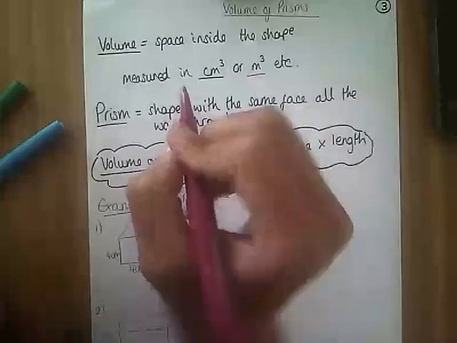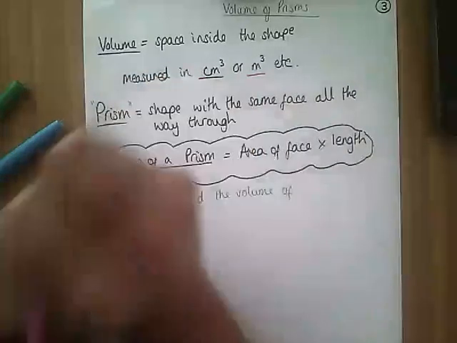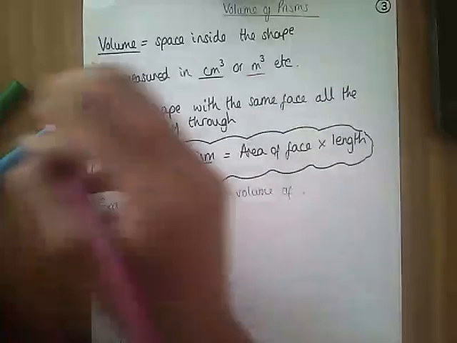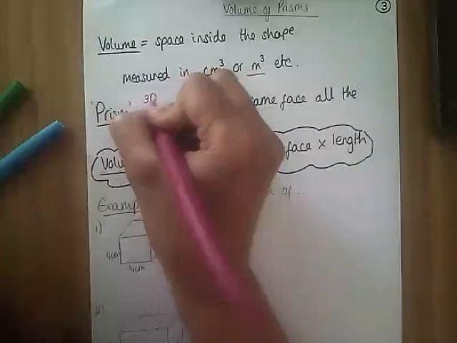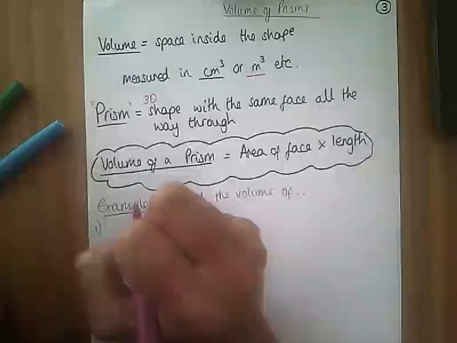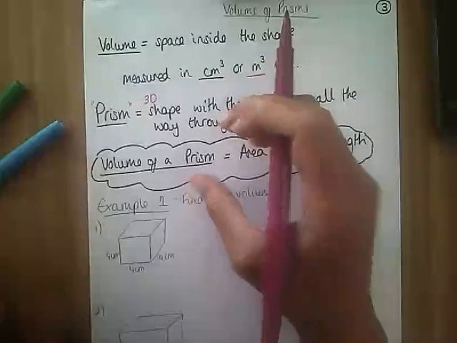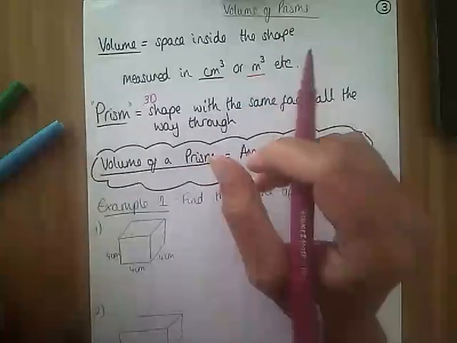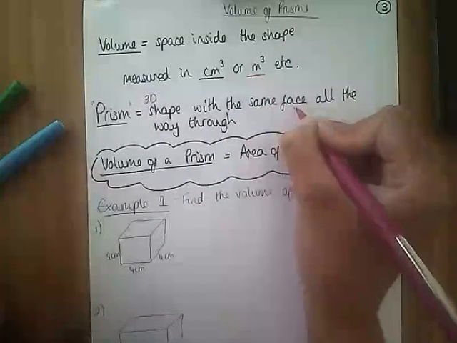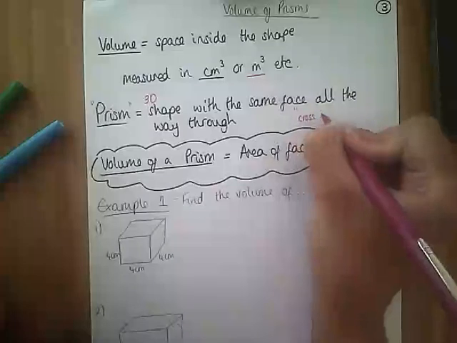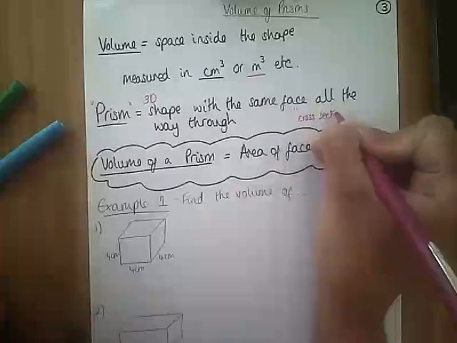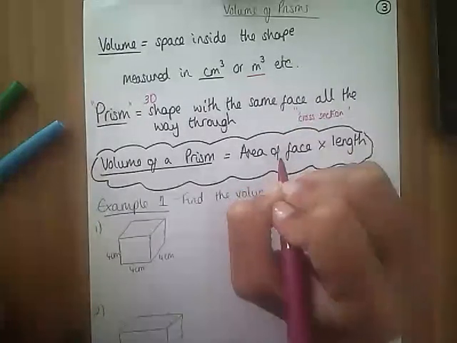Okay? Now in our last lesson we talked about what a prism is. A prism is a 3D shape with the same face all the way through. So if you cut it at any point, you would still see the face at the front. Sometimes you'll hear this face called a cross section. If that happens, don't worry, it just means the face. They mean the same thing.